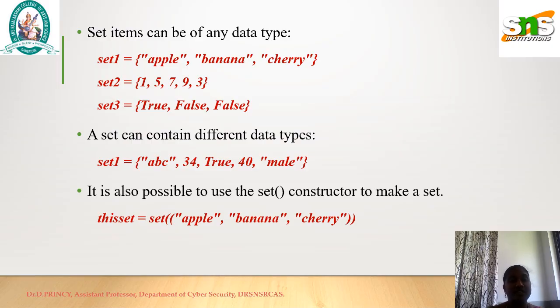Set items can be of any data type. It also includes numbers, boolean, all the remaining data types. A set can contain different data types also. In one set, we can use elements of different data types. It is also possible to use the set constructor to make a set. Set is a constructor. We can make a set using the constructor.